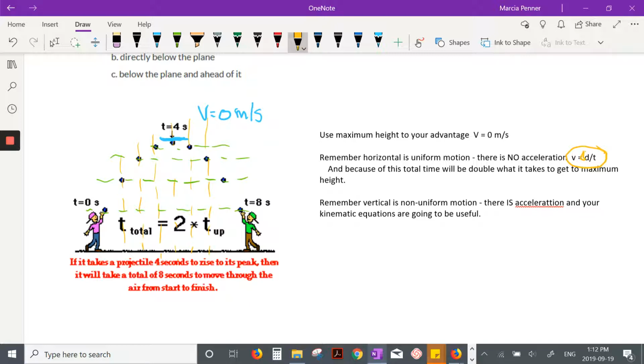Vertical motion is non-uniform. There is acceleration. Sorry about the spelling mistake there. Let's see, can I fix it with my pen? Not right now. There is acceleration, and this is where all of your kinematic equations that have a in them are going to become important and involved in the math side of things. So those are the important takeaways.